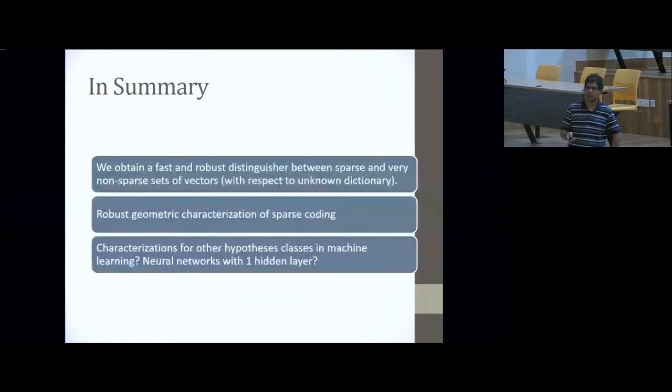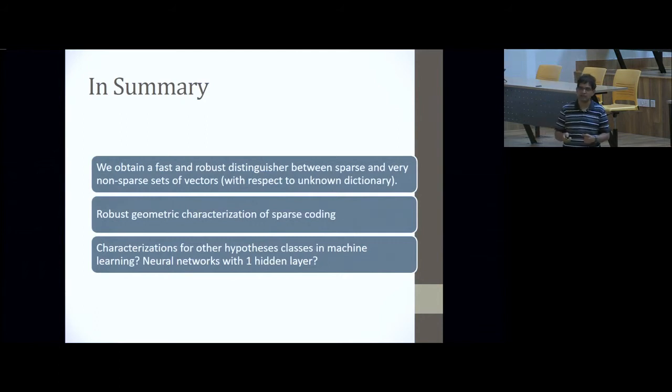Okay. So in summary, what we did was we obtained a robust geometric characterization of sparse coding, and that allowed us to get a fast and robust distinguisher between sparse and non-sparse sets of vectors with respect to an unknown dictionary. So I believe this pursuit is very interesting.